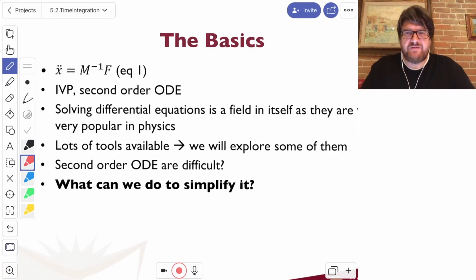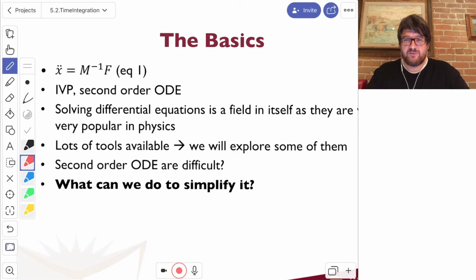So we have seen the equation, we have looked at all the terms of the equation, and we understand what type of equation we have: a second order ordinary differential equation and an initial value problem.